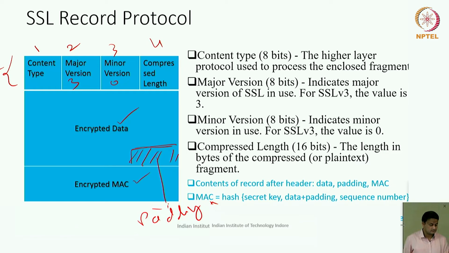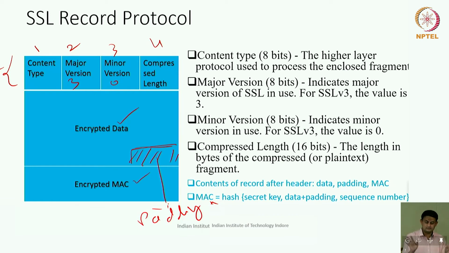In the SSL protocol, every piece of data is identified by a sequence number. This is a different sequence number than the one TCP uses. TCP also uses a sequence number, but that has nothing to do with the SSL sequence number. So this is the sequence number of the SSL protocol itself, not of TCP. That is how the MAC is calculated, and that MAC is the one which goes here and then gets encrypted. So that is what happens in the SSL protocol.